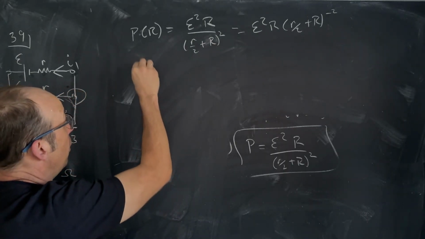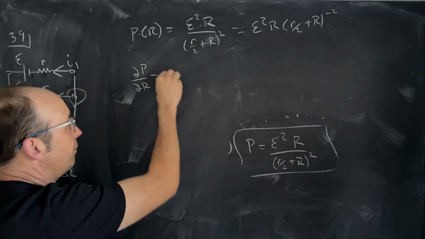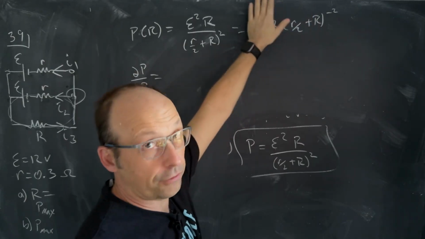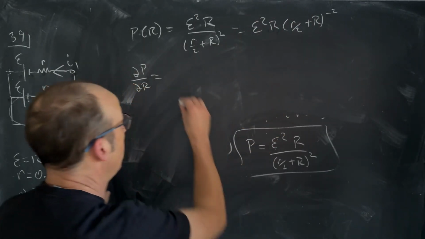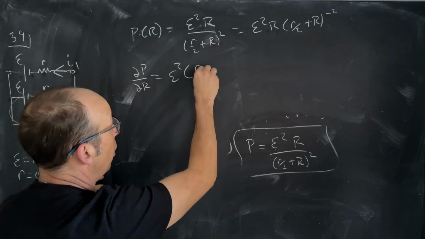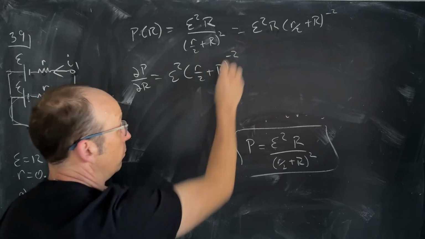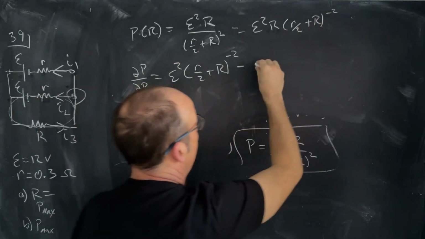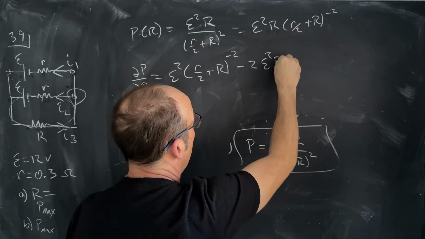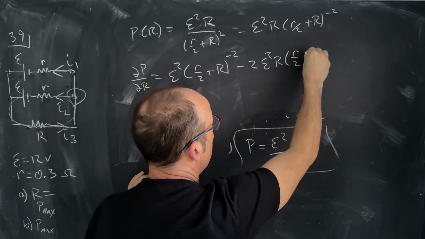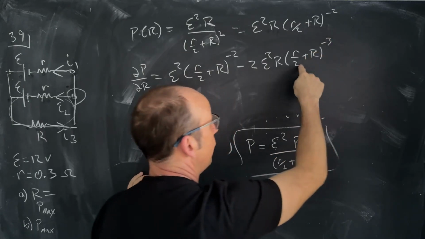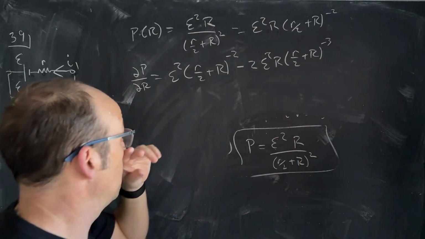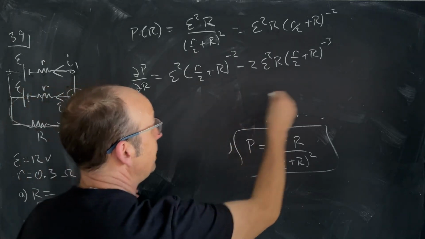If I take the partial of P with respect to R, or you could just say the derivative, it doesn't really matter. I have a product here, this term multiplied by that, so I'm going to have to use the product rule. Let's take the derivative of that first term. I get E squared times (r over 2 plus R) to the negative 2. Now I'm going to take this term times the derivative of that. So this is going to be minus 2 E squared R times (r over 2 plus R) to the negative 3. And now I've taken the derivative of the inside, but the derivative of this with respect to R is just 1, because I only have one R in there. So that's that.